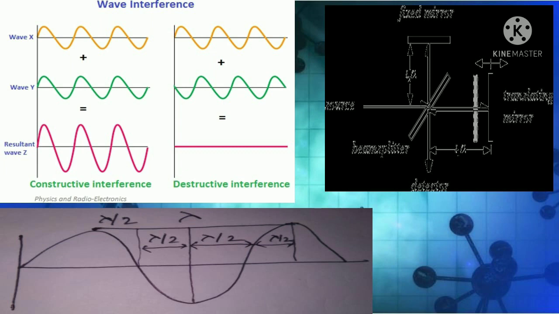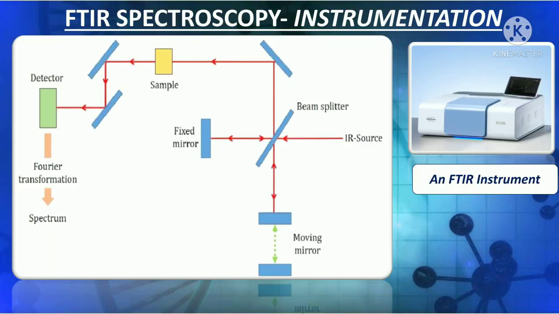And now say the moving mirror has moved a little bit. As you can see in the picture, the distance between the peak and the next peak is lambda. So say it has moved by lambda by 2. In this picture, you can clearly understand what lambda by 2 is. So say it has moved lambda by 2 further, due to which the waves have become different, and destructive interference happens and less intensity light is there. Now this goes to the sample and then it is recorded, and at the end a Fourier transformation is used, that is a mathematical formula.